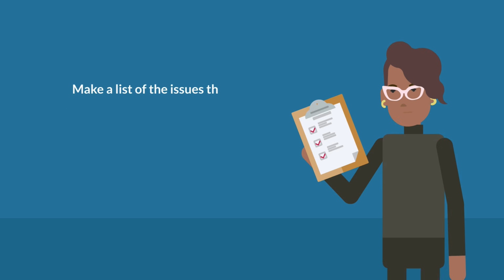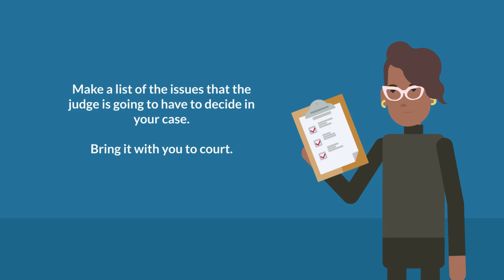What I suggest is that you make a list of whatever the issues are that the judge is going to have to decide in your case. Write them down on a piece of paper or type them on your computer and bring that with you to court, so that you're not forgetting anything because you're nervous or overwhelmed or there's so much going on. You know what the issues are that you want the judge to decide in your case or that you think are important in your case.